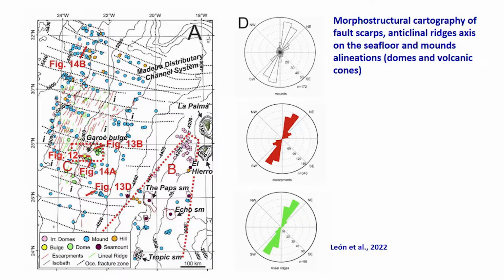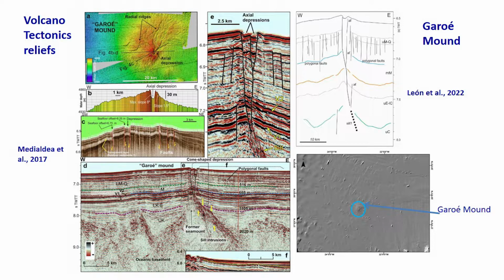This is the map of faulted scarps, anticlinal ridge on the seafloor, and mound distribution. The three types of structures have a coincident north-northeast, south-southwest trend, and this trend corresponds to the oceanic fabric generated during the spreading oceanic phase. Analyzing bathymetry and seismic profiles, it's possible to differentiate two basic types of mounds in the area, domes and cones.